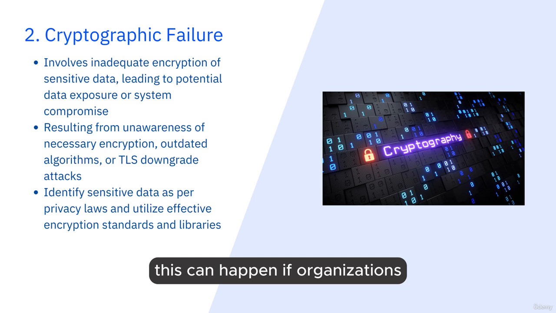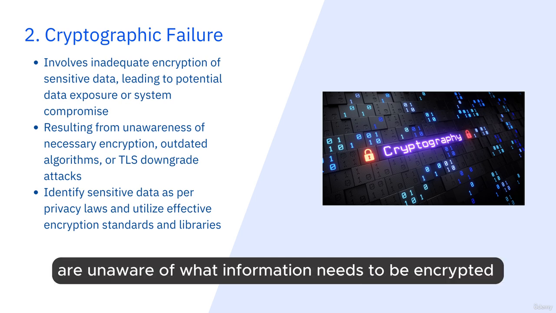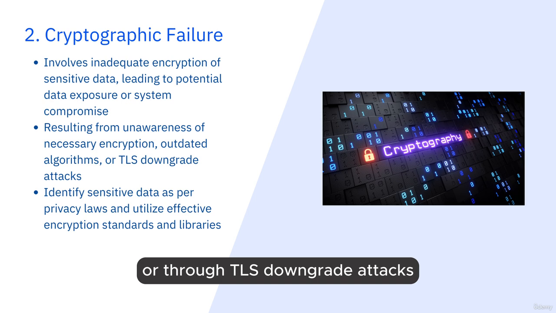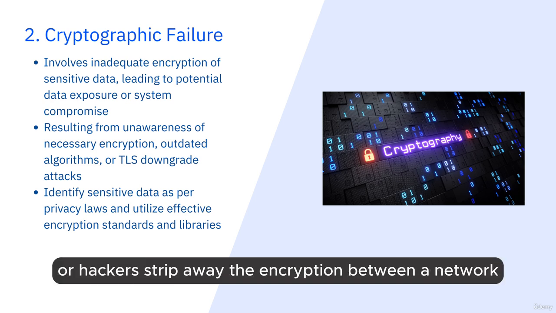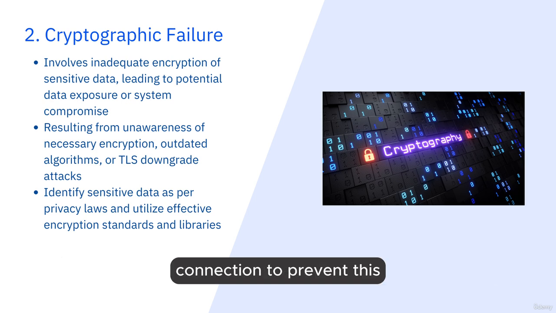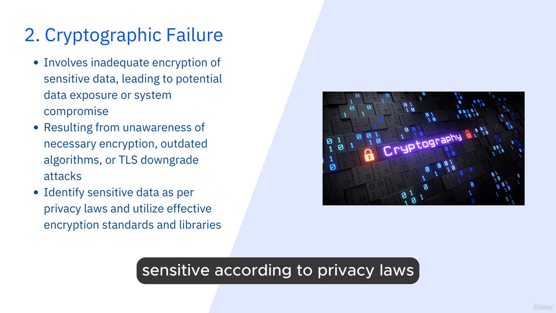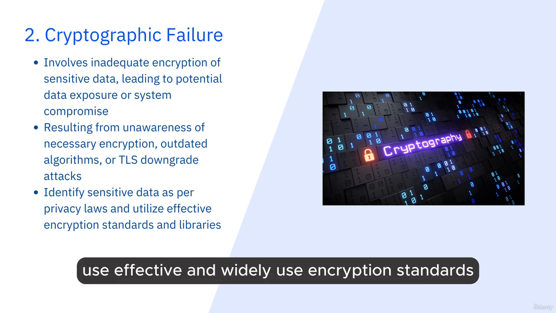This can happen if organizations are unaware of what information needs to be encrypted, if they use outdated encryption algorithms, or through TLS downgrade attacks where hackers strip away the encryption between a network connection. To prevent this, consistently check what information qualifies as sensitive according to privacy laws, and make sure your resources use effective and widely used encryption standards and libraries.